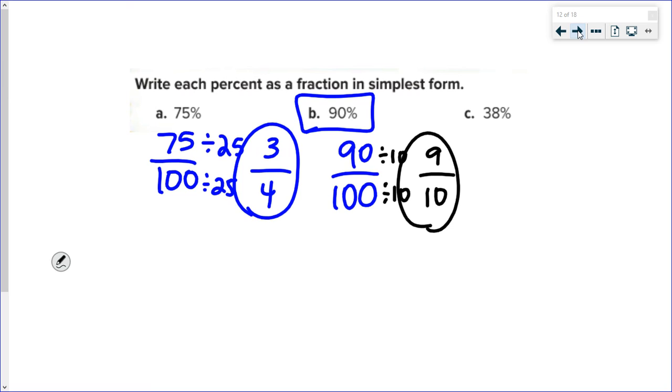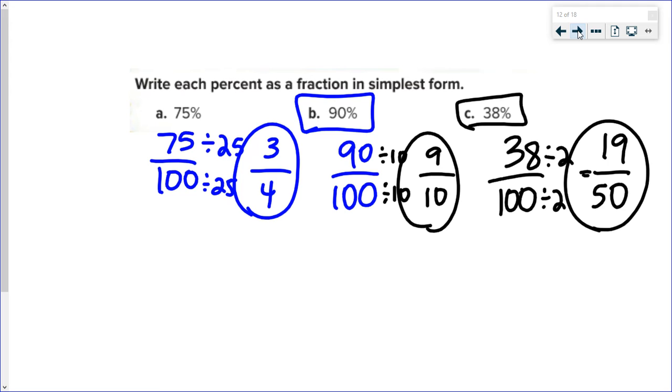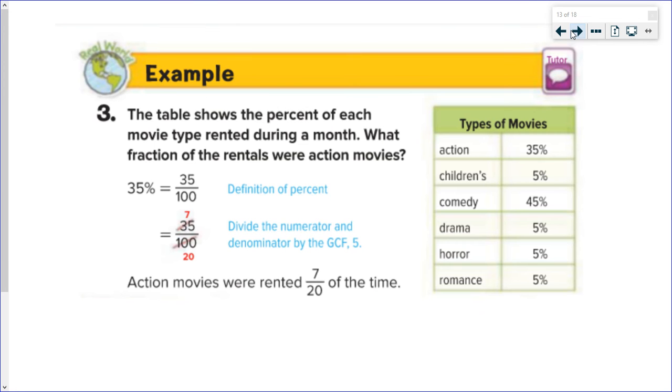All right, the last one, try 38%. All right, for this one, you should have gotten 38 over 100 to start. I'm just going to take out a 2 because I see that they're both even numbers, which is going to give me 19. So 38 divided by 2 is 19. 100 divided by 2 is 50. Boom, that is the simplest form there. So hopefully that is making sense, taking a percentage, putting it over 100, and then bringing it to simplest form.